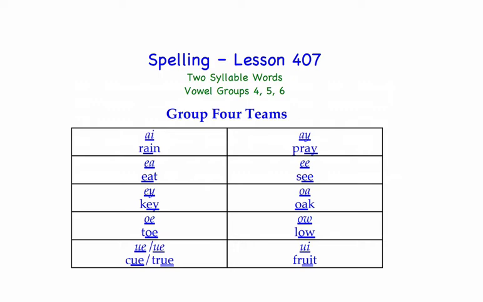First, we have vowel group 4, which says that two vowels come together, join together, form a team, and the first vowel represents its name or its long sound. And here are examples of our vowel group 4 teams.